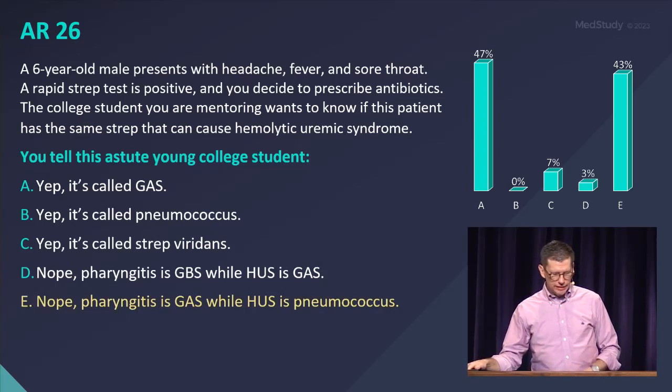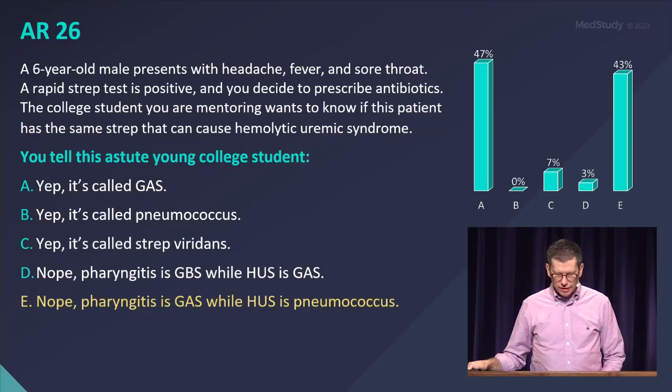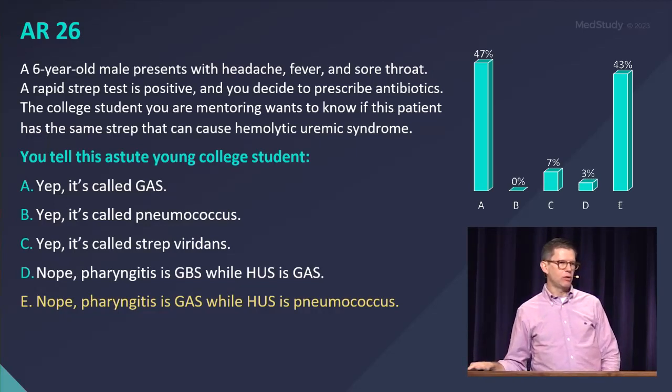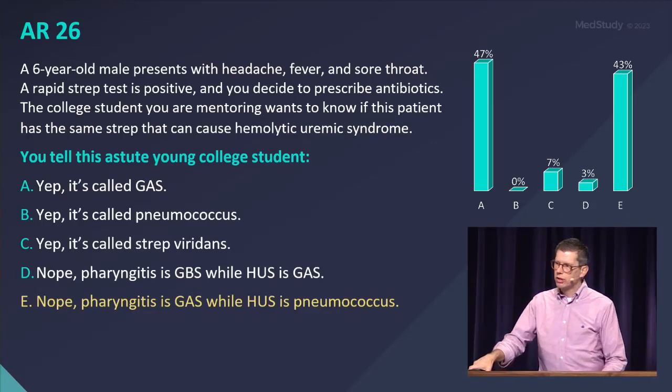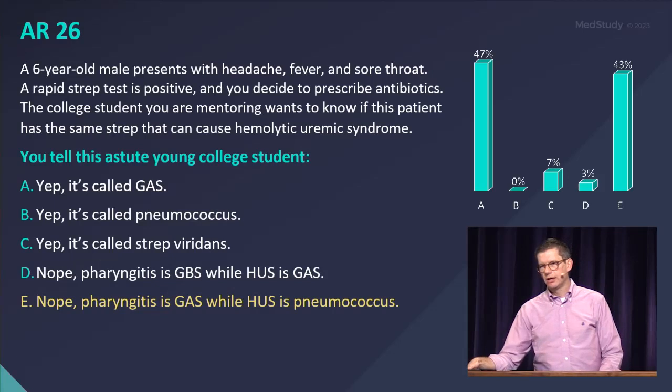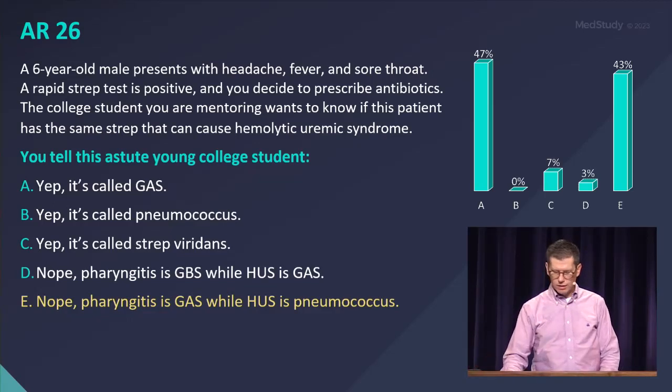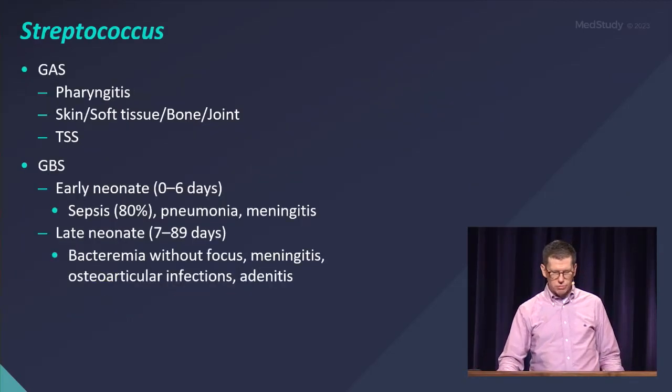All right, so E, nope. Pharyngitis is group A strep, and HUS is pneumococcus. Right, so we often think of HUS with E. coli infections, but it can be seen with invasive strep pneumo infections, oftentimes with pulmonary disease. So always think about HUS not only with E. coli, but with strep pneumo as well.